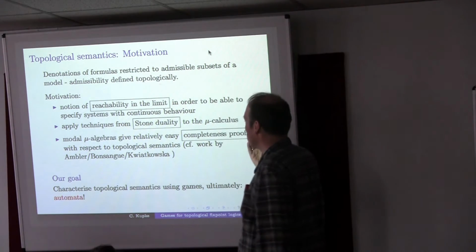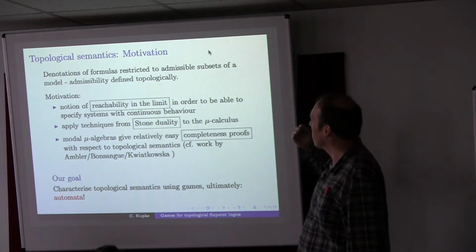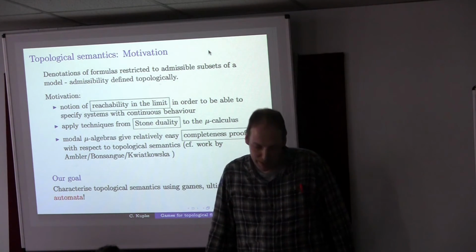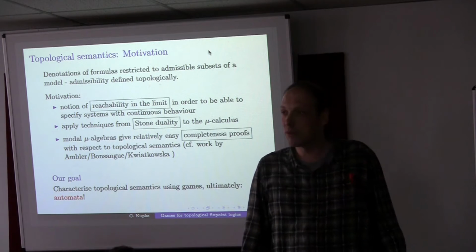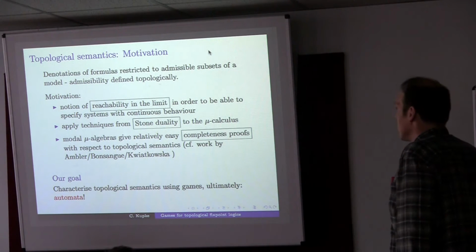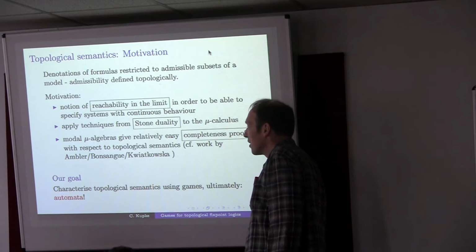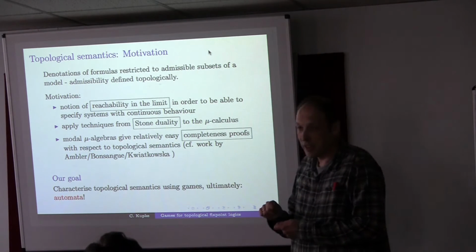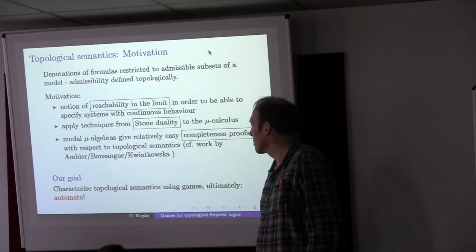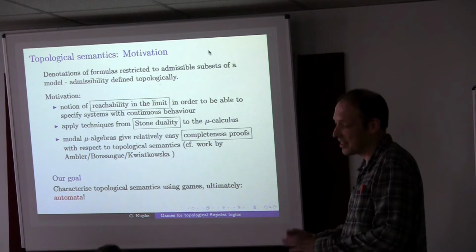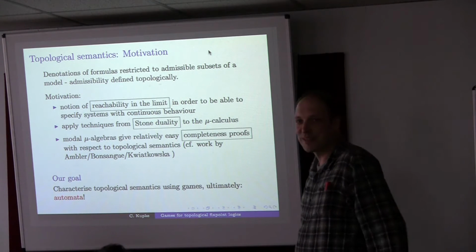So the other motivation is basically we want to apply techniques from Stone duality to the mu calculus. And more generally, we want to get a completeness proof for the mu calculus, which is really based on duality theory rather than on a lot of very difficult combinatorics without too much understanding. I should say this is, of course, an offline remark.